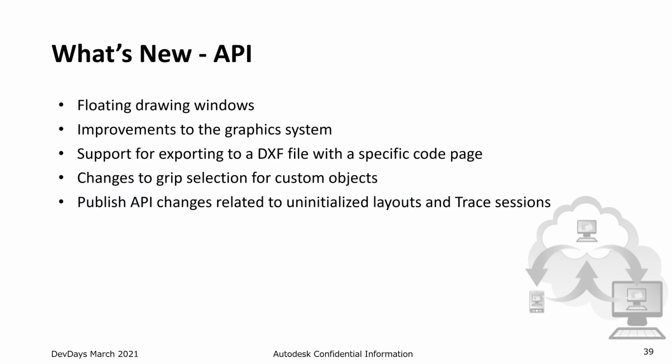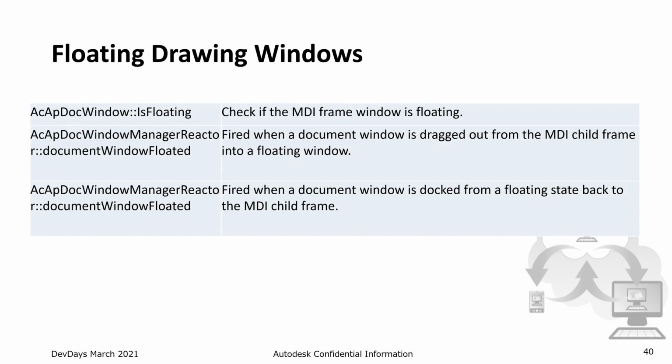There are not many major APIs, but we have five APIs introduced based on the features released in this release. One is the floating drawing windows. To know whether the drawing document window is floating, you can use this API. And there are two APIs provided to react to the window floated.